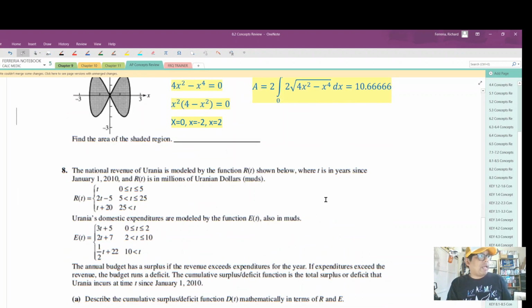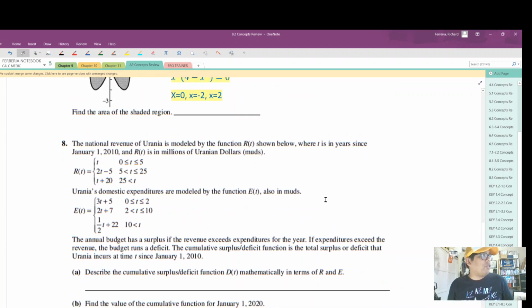Which brings us to number 8. The national revenue of Urania is modeled by the function R(t) shown below, where t is years since January 1st, 2010, and R(t) is in millions of Uranian dollars, which I guess are called MUDs. Uranian domestic expenditures are modeled by E(t), also in MUDs, and I think that's what MUD stands for, doesn't it? Millions of Uranian dollars. Okay, all right.